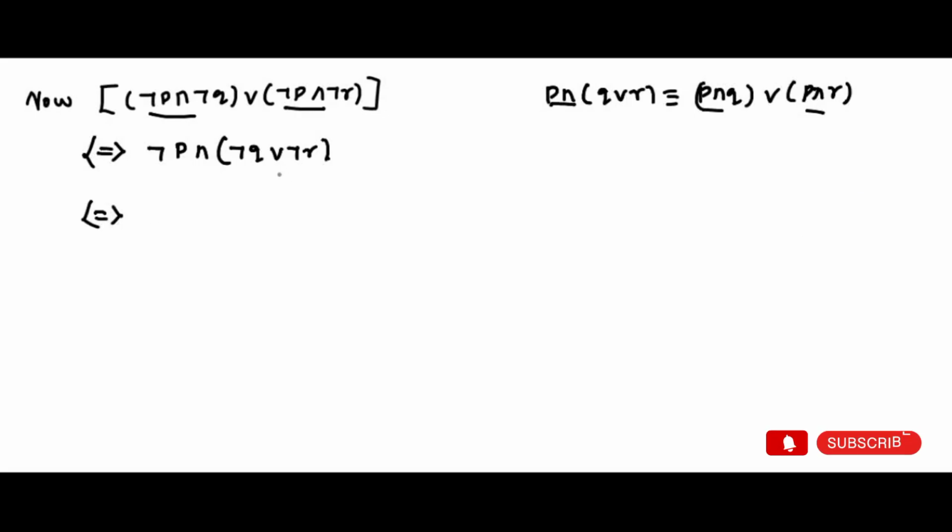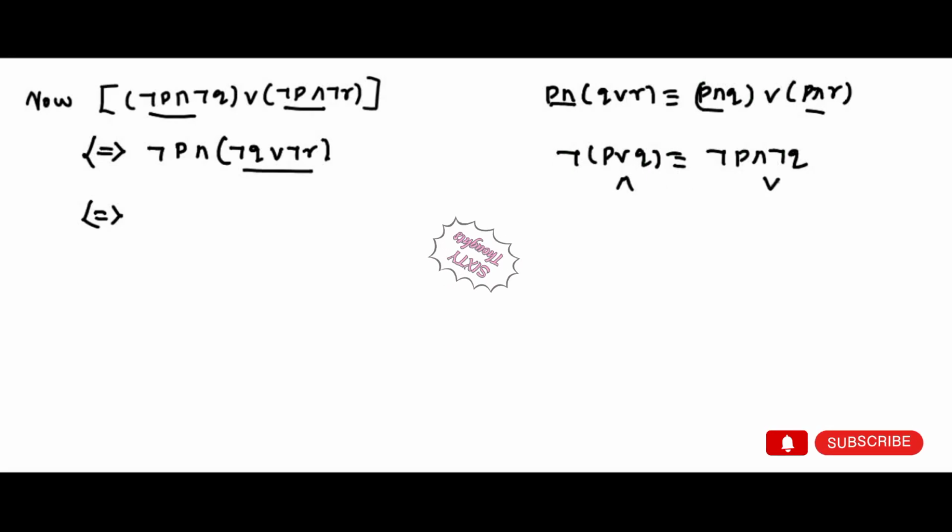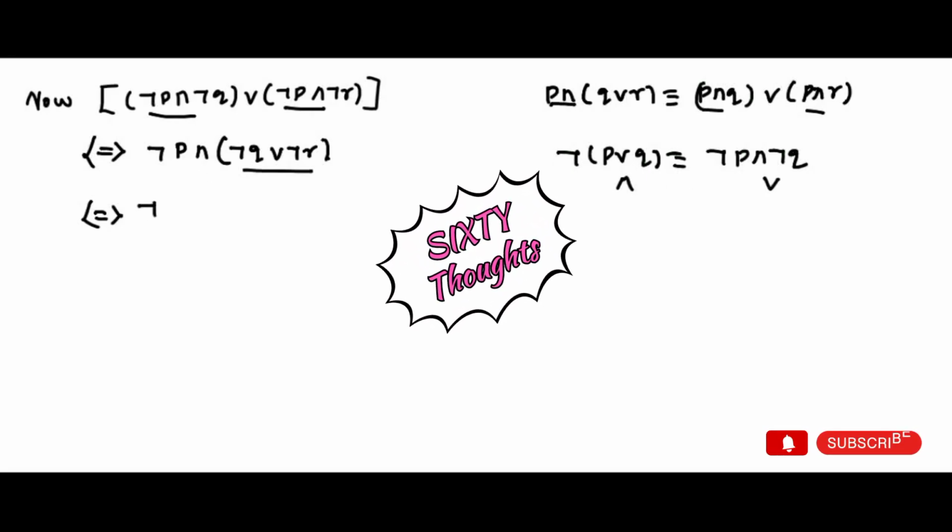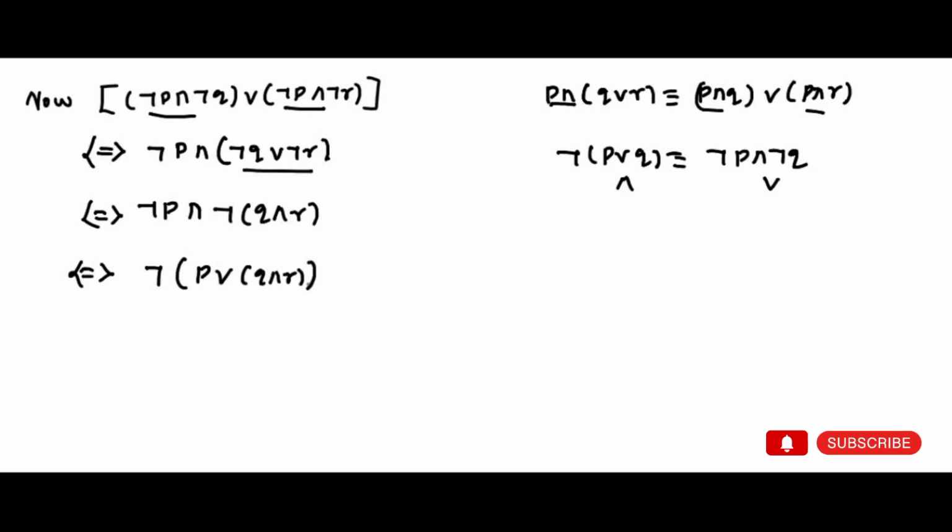What is De Morgan's law for this term? Negation of P or Q is equal to negation P and negation Q. Otherwise, here and means we get or. Okay. So I am going to write this as negation P and, if you take negation outside, negation of Q and R. Okay. So once again we are using De Morgan's law. You take negation outside, we get P or Q and R. Okay. So this is our equation number 3.